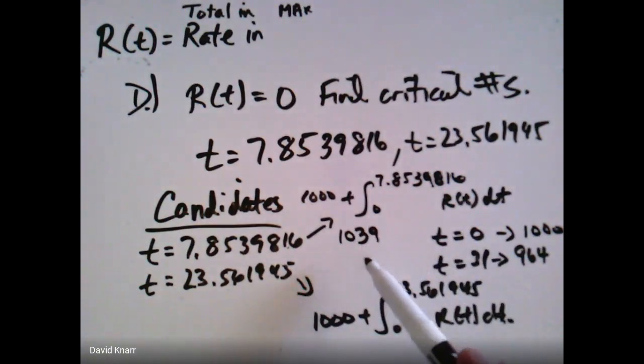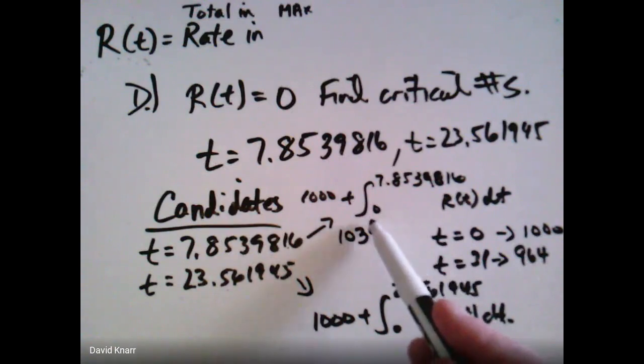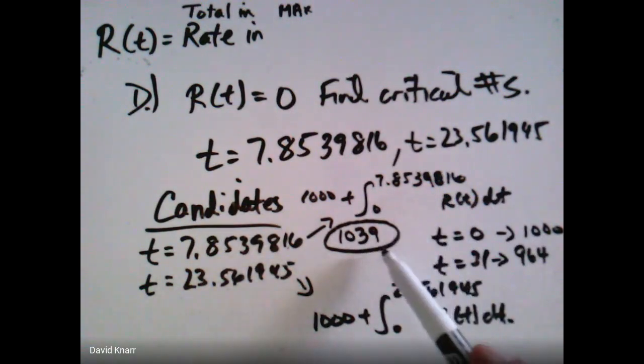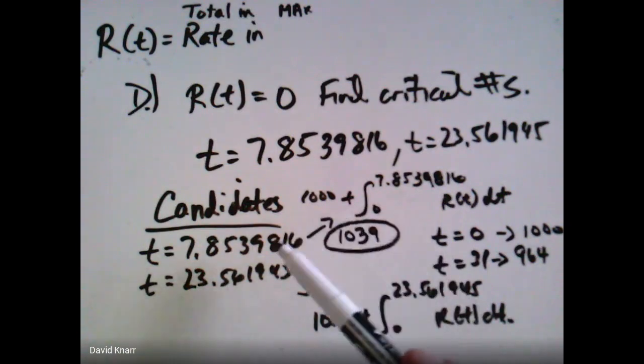So the question is, what is the maximum number of mosquitoes? The maximum number of mosquitoes is 1,039, rounded to the nearest whole number. Sometimes they ask you for the maximum number. Sometimes they ask you for the time that it happens. So just be careful. Sometimes the questions ask for 2 different things. All right, so there would be the first problem done.